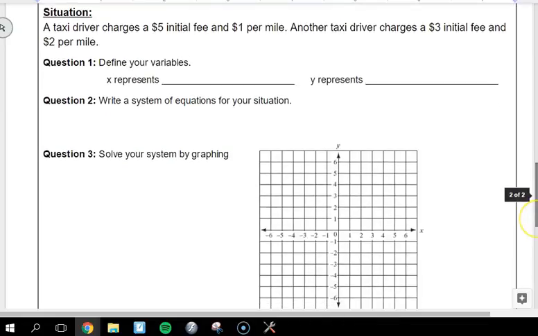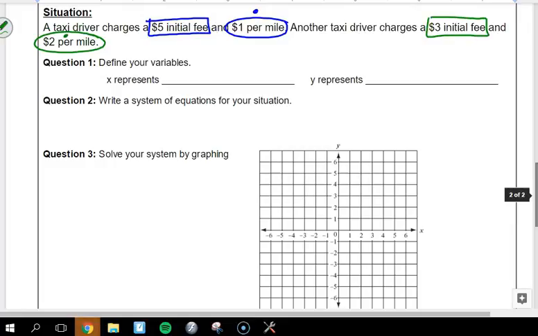Last example situation, a taxi driver charges a $5 initial fee and $1 per mile. Now remember, per means you're multiplying, so we're multiplying 1 times however many miles we drive. Another taxi driver charges a $3 initial fee and $2 per mile. So again, multiplying. So these are set up really nice for y equals mx plus b, because that b is that initial cost, and then your mx would be your per.